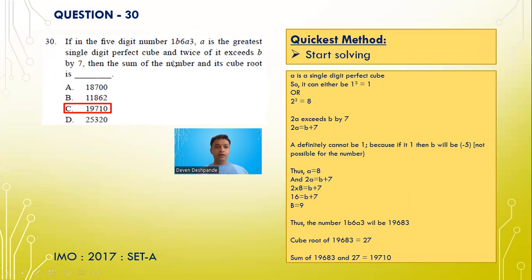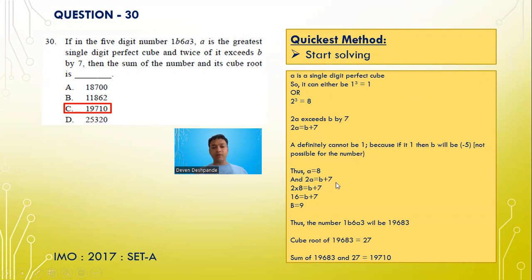And 2A, twice of it. So twice of A exceeds B by 7. So 2A, it exceeds B by 7, is equal to B plus 7, isn't it? So A definitely cannot be 1, because if A is 1, then 2 will be equal to B plus 7 and B will be minus 5. B cannot be minus 5 because B has to be a single digit positive integer. So definitely A is equal to 8, isn't it? A is equal to 8.